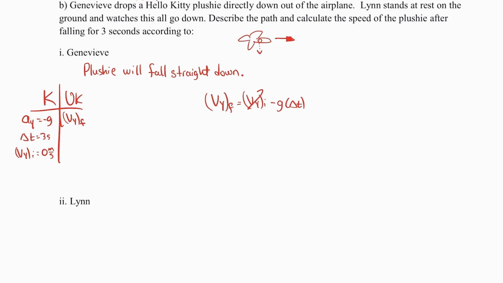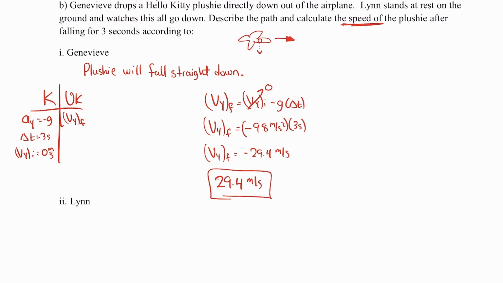I know my VYI is 0, so my final velocity is going to be -9.8 meters per second squared, all multiplied by 3 seconds. So my VYF is going to be -29.4 meters per second. Since it's just asking me for speed, I don't care about the negatives. So the speed is just 29.4 meters per second. That would be how fast the plushie is falling after 3 seconds.